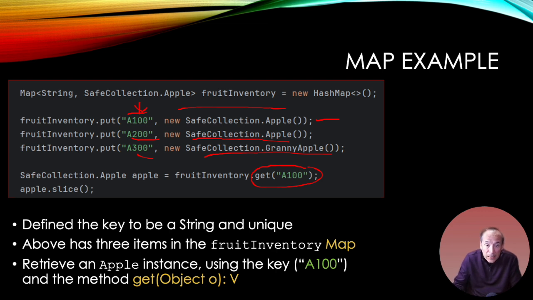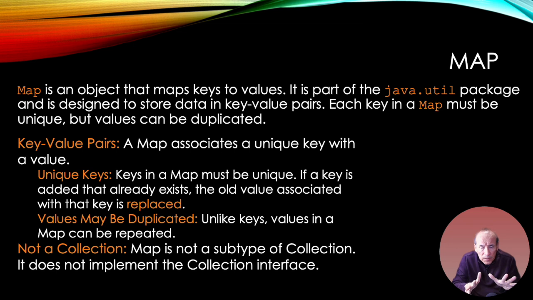In my case, I defined it as a string. It doesn't always have to be a string. It can be whatever you want it to be. But whatever that type is, that's your key to get objects. So here's a slide to summarize what we just saw in that previous example. Okay, a map is an object that maps keys to values.